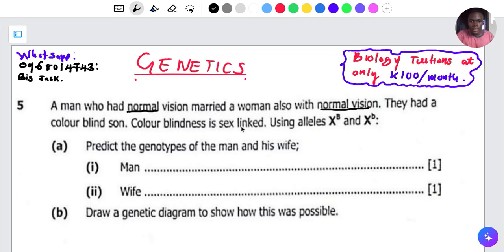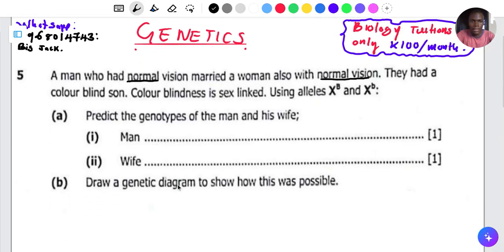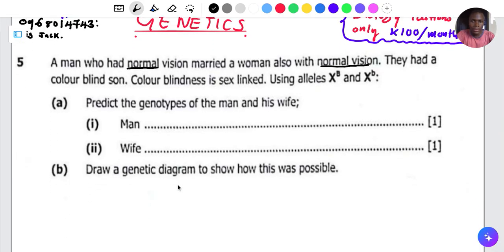Color blindness is sex linked. So using alleles X to the power B and X to the power small letter b. This is capital letter and this is small letter, isn't it? So before I answer the questions, I'm going to explain.